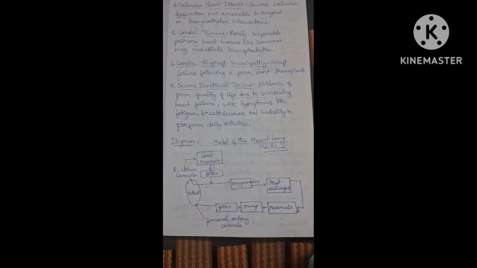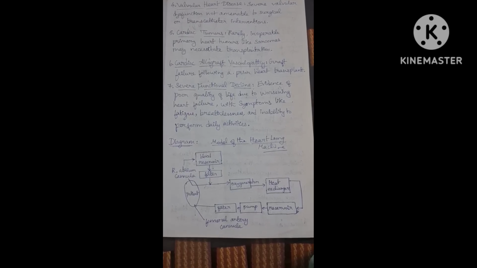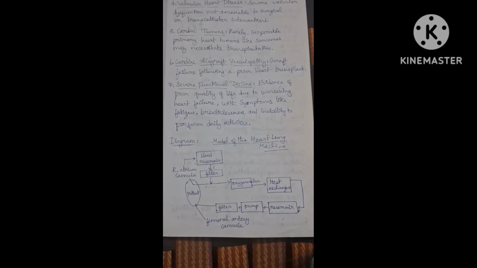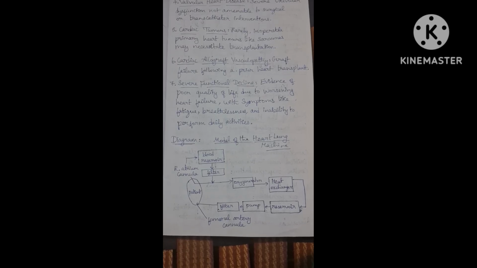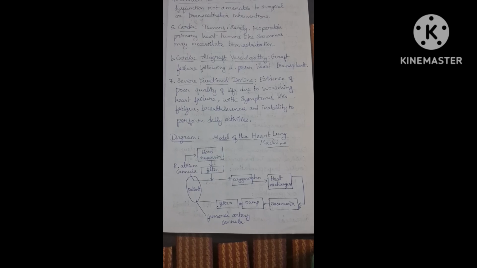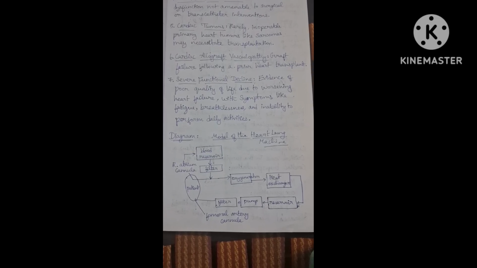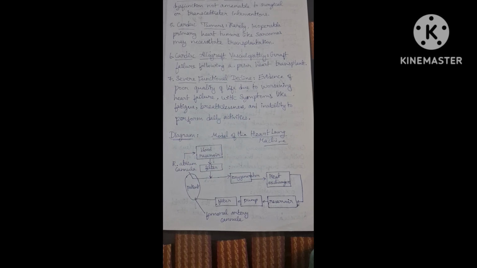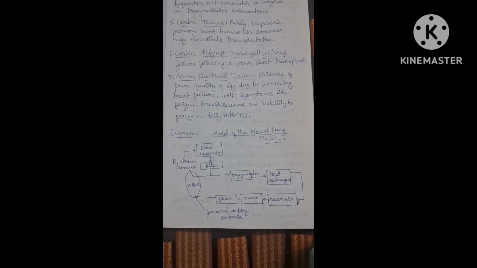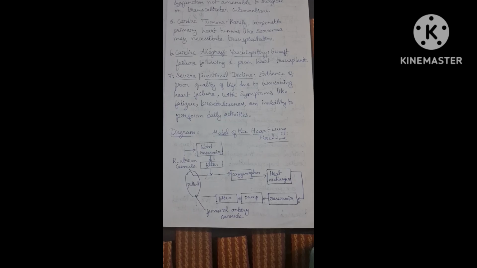Fifth one is cardiac tumors, rarely inoperable primary heart tumors like sarcomas may necessitate transplantation. Sixth one is cardiac allograft vasculopathy, graft failure following a prior heart transplant. Seventh one is severe functional decline, evidence of poor quality of life due to worsening heart failure with symptoms like fatigue, breathlessness and inability to perform daily activities.